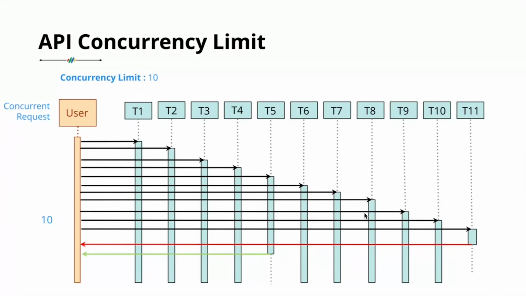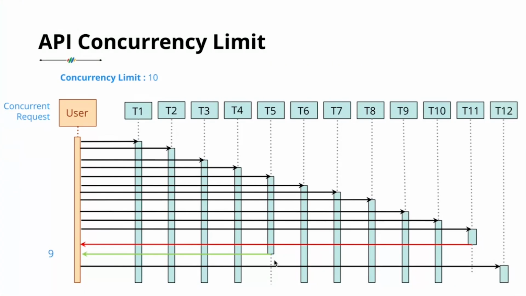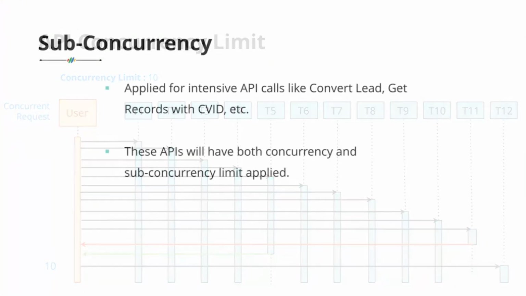And now, after this P5 request is served, my concurrency will be 9, which means I can still make one more request concurrently. So the 12th request will go through because my concurrency is still under the limit for my org.